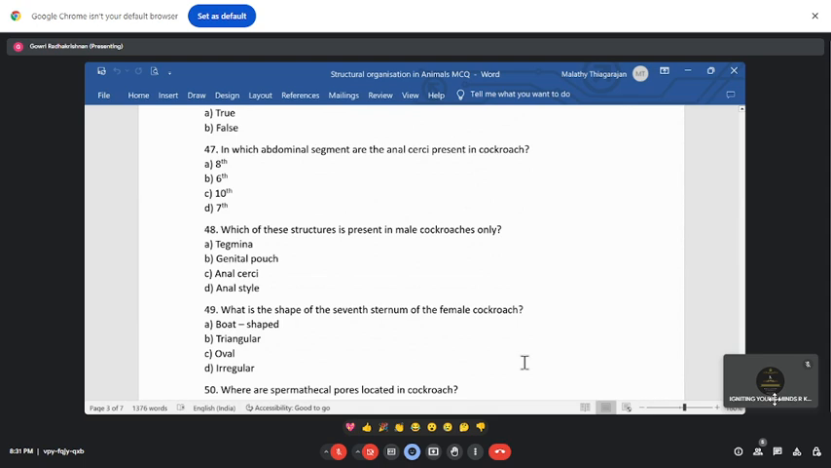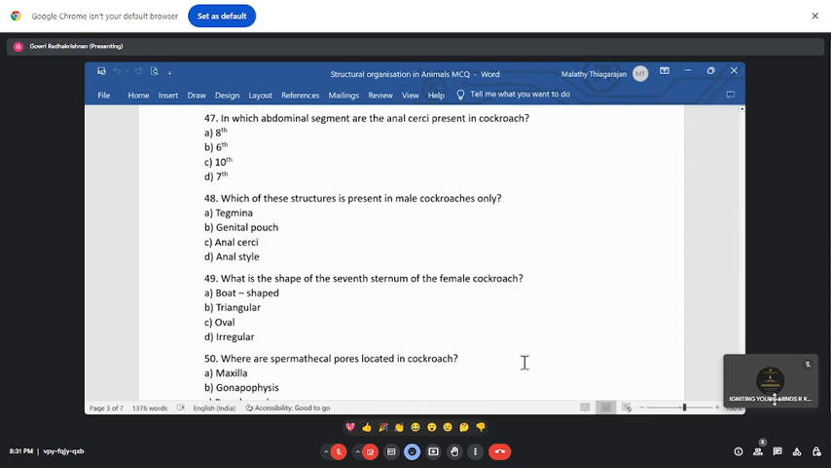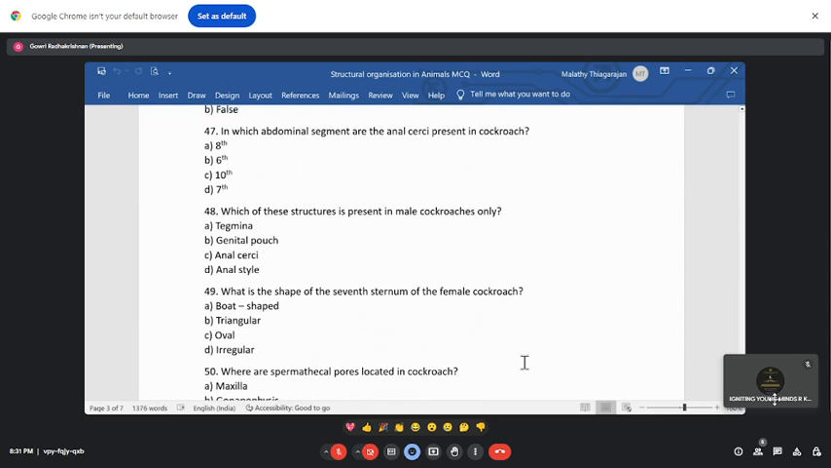47. In which abdominal segment are the anal cerci present in cockroach? Option C, 10th segment. Anal cerci is present in cockroach in the 10th segment. Okay.